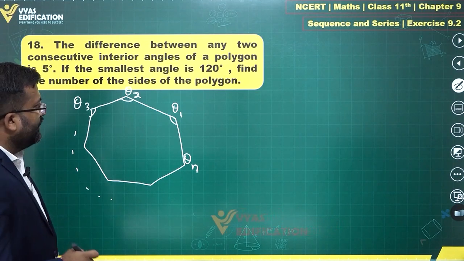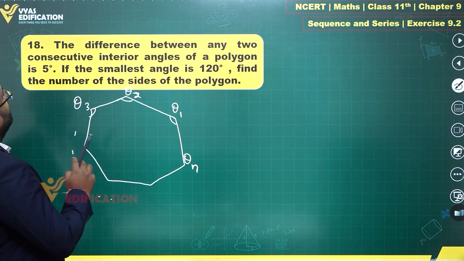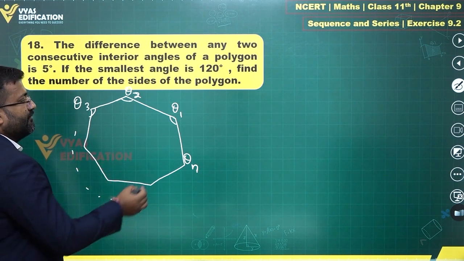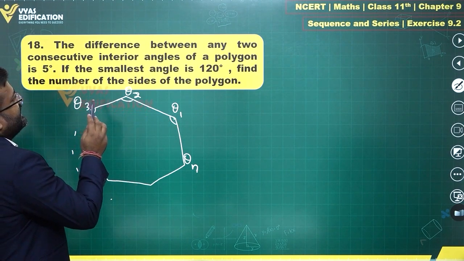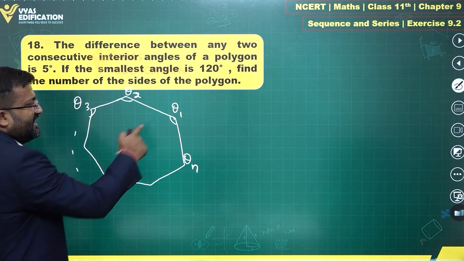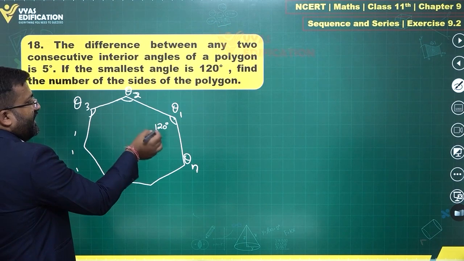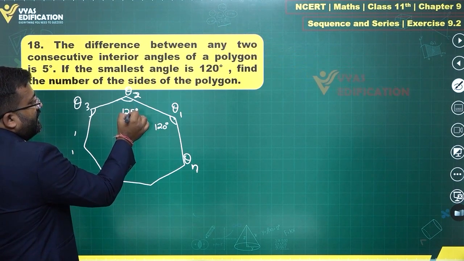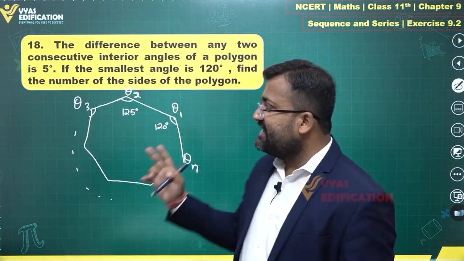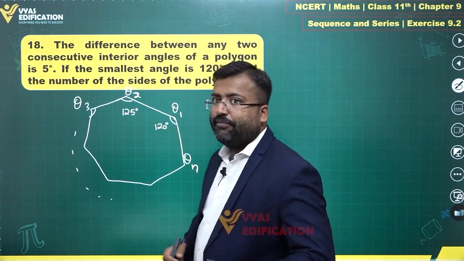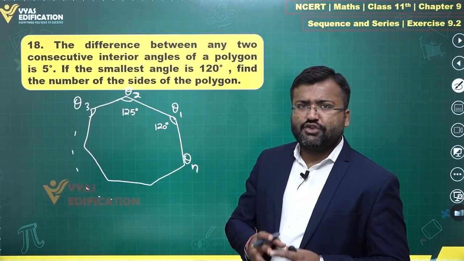The important thing to note over here is that between any two consecutive interior angles of a polygon, difference is 5 degree. So between any two consecutive, difference is 5 degree and smallest angle is 120 degree. Let's call this theta 1 as the smallest angle, 120 degree, and the difference will be 5 degrees, so this becomes 125 degree. Okay, and so on and so forth. Right? Since 120 is the smallest angle, the next angle will be bigger, the next angle will be bigger. You would say, okay, sir, is there some issue in this? Yes, there's one small issue in this.